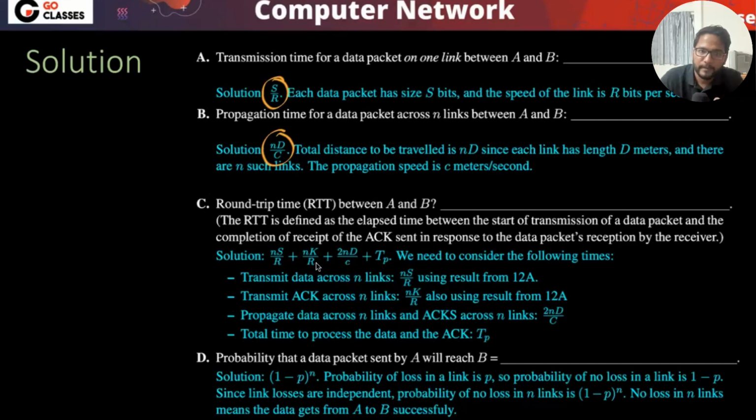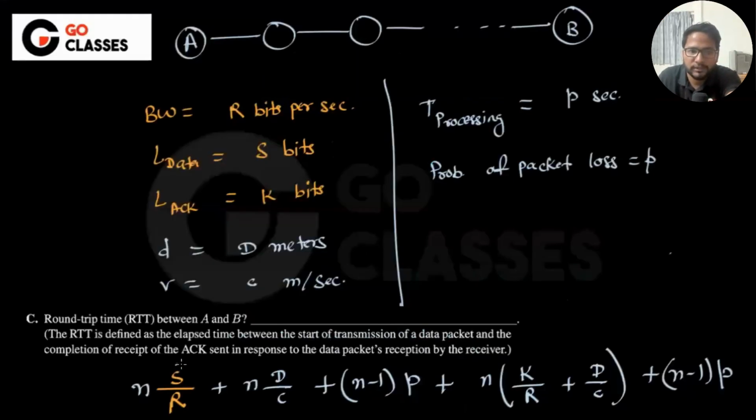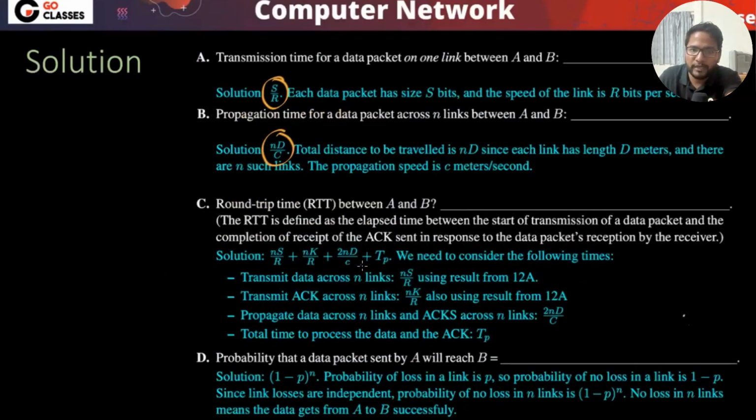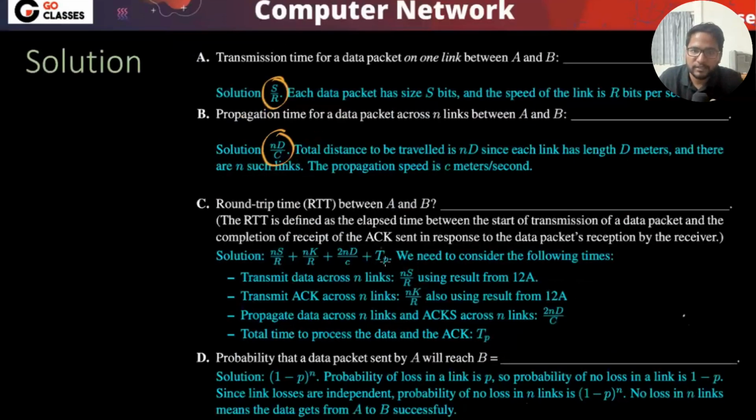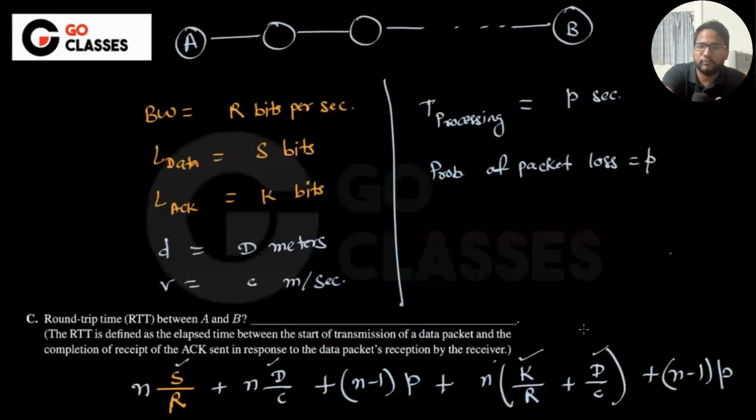So nS upon R, this is matching. nK upon R, this is matching. And nD upon C, these are matching. Plus (n minus 1) times TP. Okay, they have not written TP explicitly, but we know that TP is the processing time, since they have given it. Cool. Is this understood by everyone? Let me know.